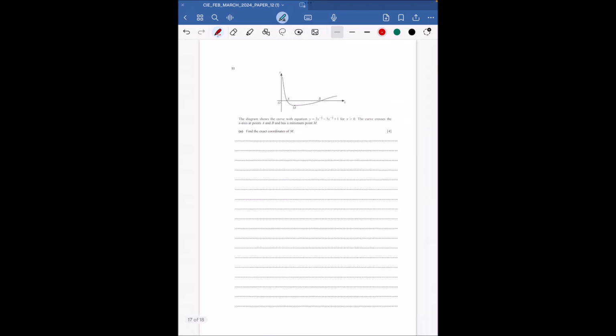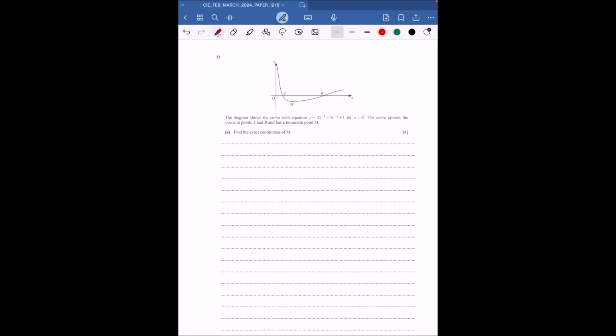Okay, last question. Differentiation. You need to find the minimum point. So remember, at a minimum, or a stationary point, dy/dx is equal to 0. So let's do that.